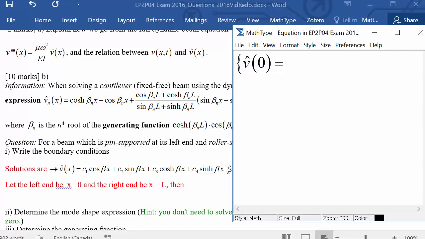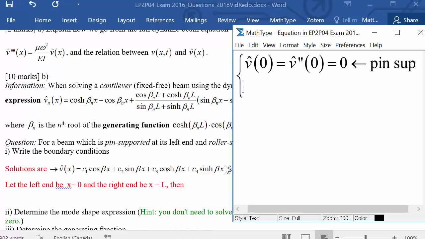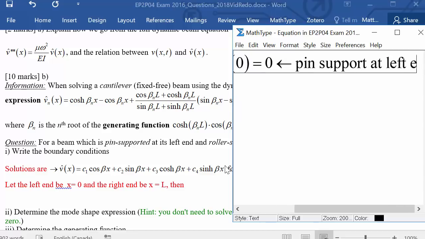It can't have an angle, so that means V prime is unknown. But because we can't apply any moments, V double prime is rather 0, is fixed to 0. There's no moment applied at the left end, and there's no displacement at the left end. And so maybe we'll put this as, how to write this? Maybe like that. Pin support at left end.